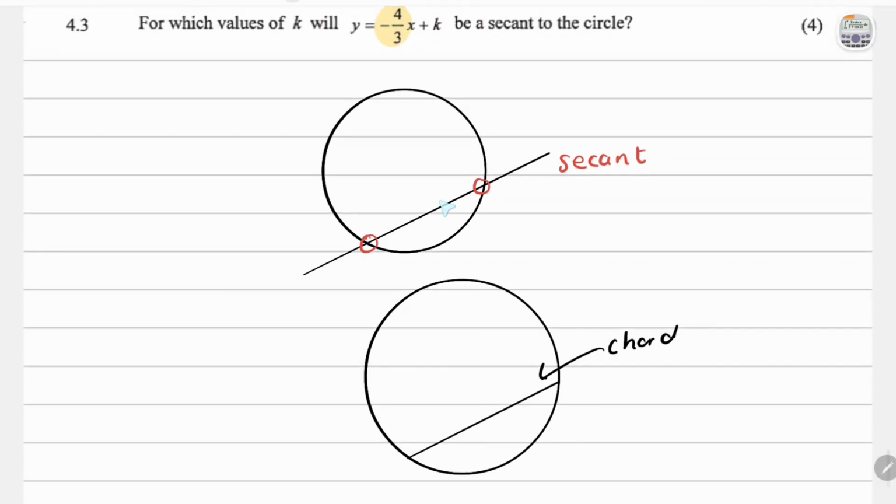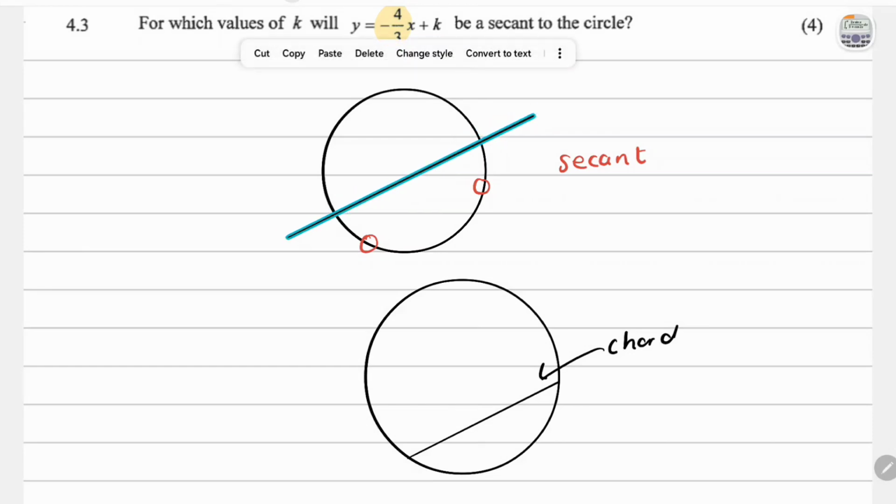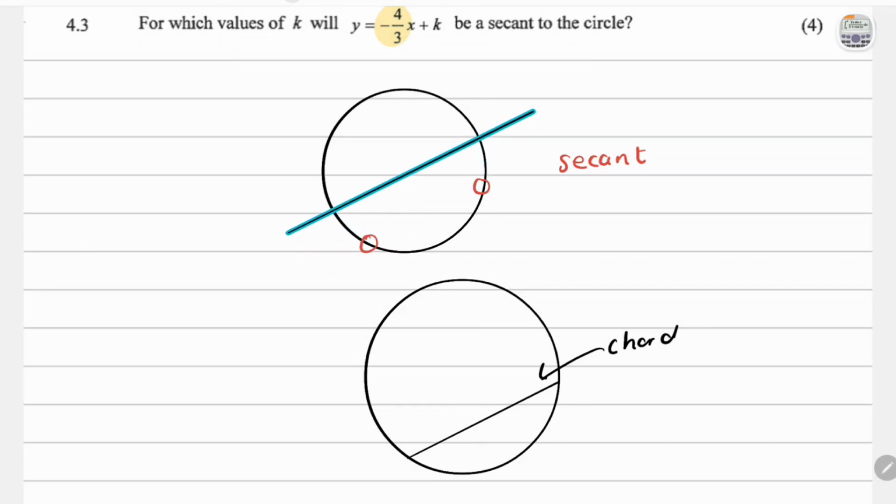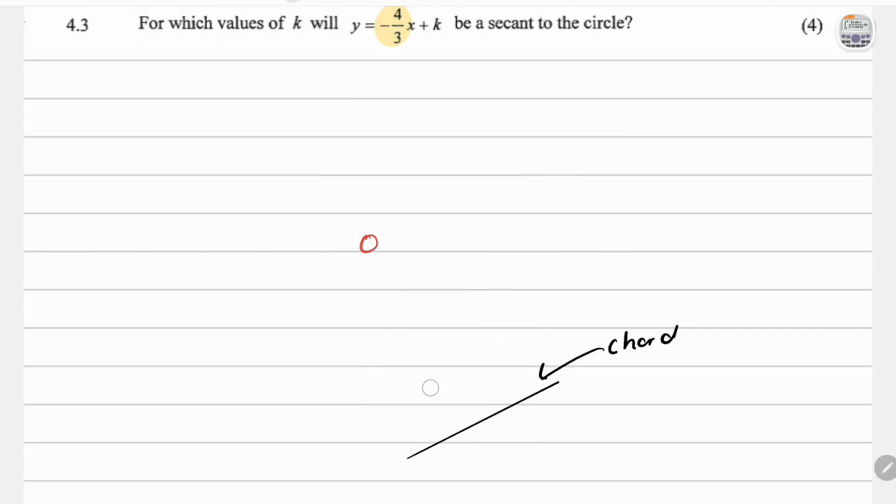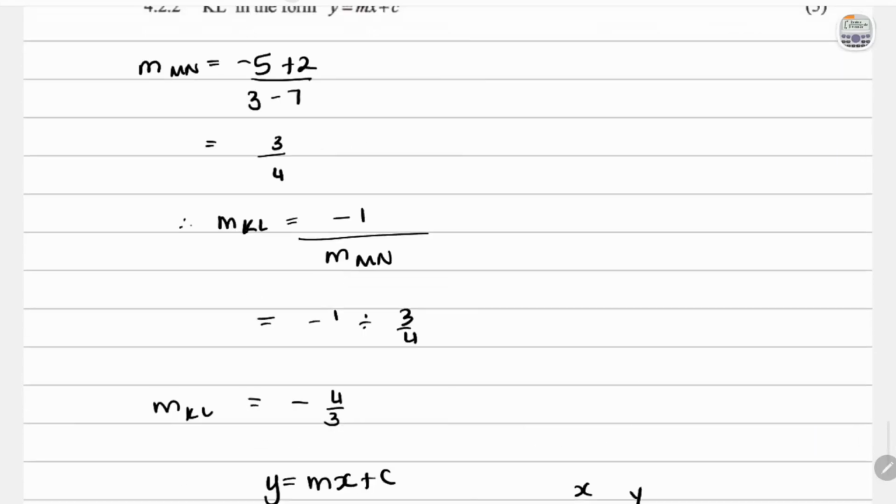Even if the secant passes the center of the circle, as long as it extends out like that, it's a secant. And it wouldn't be a diameter, because a diameter would not have those endpoints. So it will just be like that. So that's really what we're going to look at. So let's look at that.